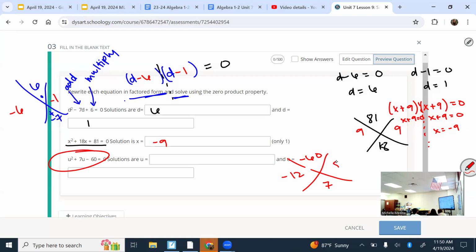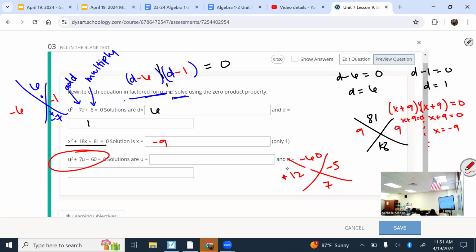-12, +5, you said? Does that add to a positive? If you have -12 and +5, which is -60. I know, but you need it to add to 7, so. Oh, you need -7. Okay, so yes, 5 would have to be negative, 12 would have to be positive if it adds to a positive. So it has to work for the whole situation. Does that make sense? Okay.